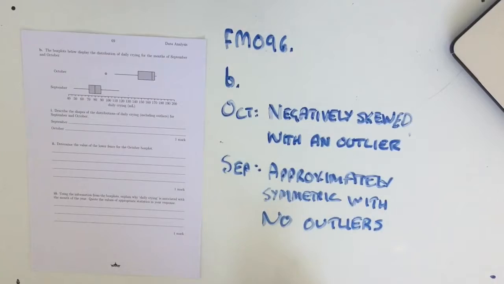So you want to be as specific as possible. Approximately symmetric is usually the way to go, even if you're pretty sure that it's exactly symmetric, because sometimes you don't know, especially on graphs like this where one point to the right would mean that it's not exactly symmetric. Unless you know for a fact that it is 100% symmetric. And this with no outliers, just specifying, yeah, there are no outliers there.